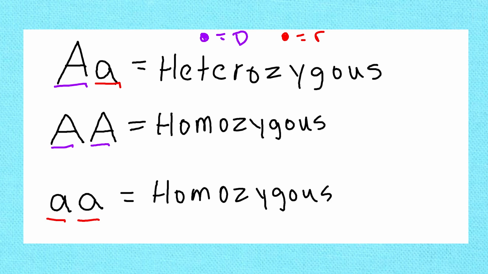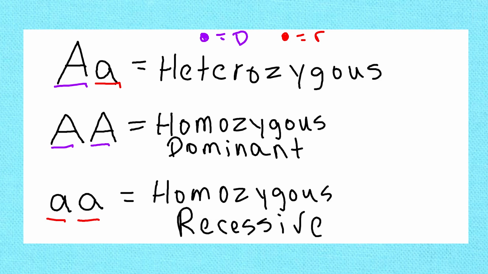However, we need a way to differentiate between homozygous with two capitals and homozygous with two lowercase. So we need to add a second word. If you are two dominant traits, you are homozygous dominant. And if you are two recessive traits, you are homozygous recessive. Those are the three different combinations of Mendelian genetics.